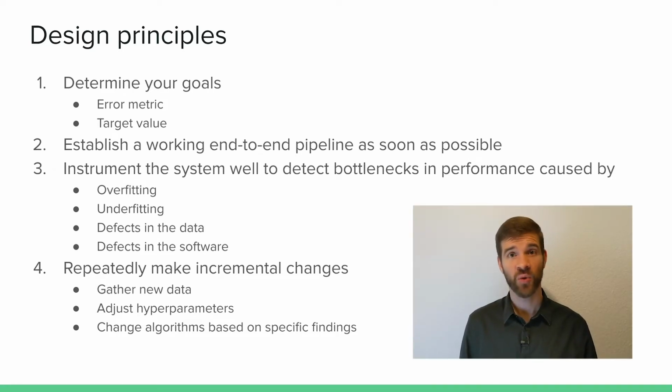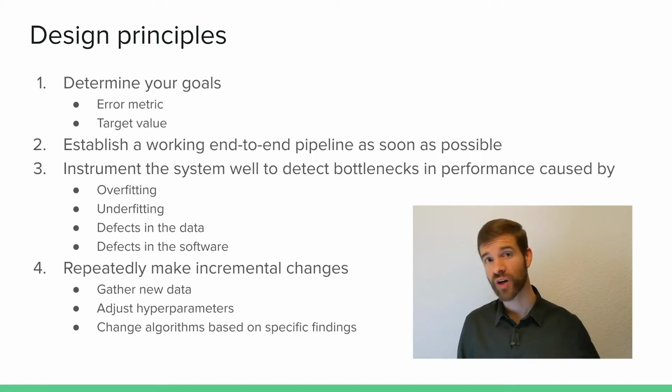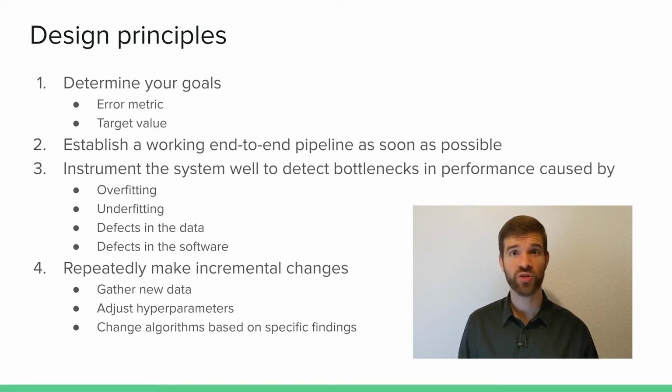The second thing, once you know what your problem is, what you want to work on, and what the error metric is, try to establish an end-to-end pipeline as soon as possible. Try to do something where you can quickly take some data, run it through your neural network, train on it, and have something where you can predict something at the end to make sure you can visually verify, or you can verify at all, that you're doing the right thing.